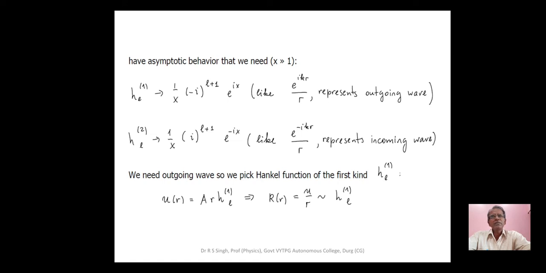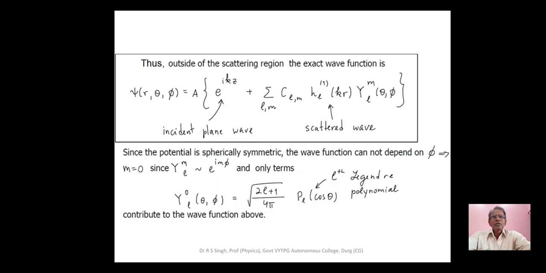Therefore, the wave function for the outgoing wave is given by u(r) equal to capital A r h_l^(1). Thus, outside the scattering region, the exact wave function is given by the sum of the incident plane wave and the scattered wave.